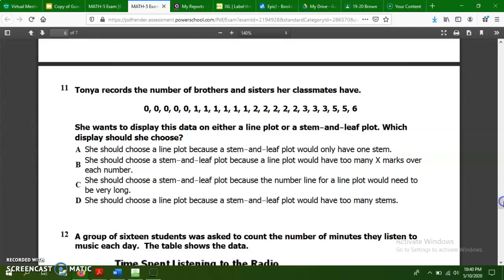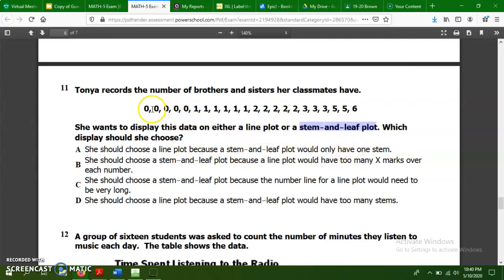Number 11 wants to know, here's a bunch of data. Should we use a line plot or a stem and leaf? This is really a thinking question, and you want to be on the lookout, as you're reading these, to pay attention to things that are true and not true. So she should choose a line plot because a stem and leaf would only have one stem.